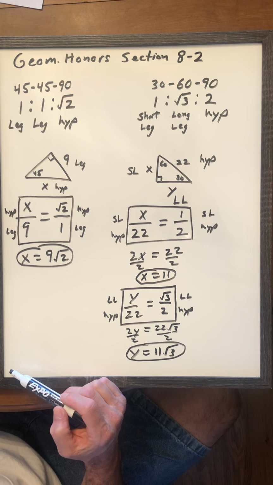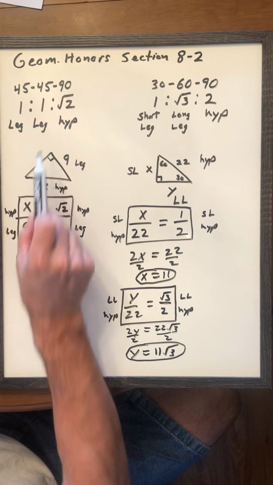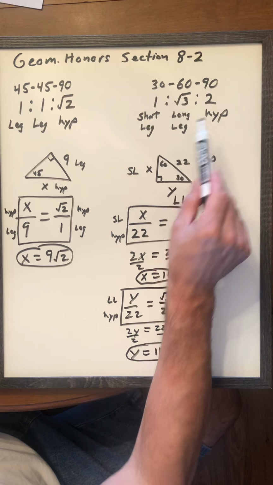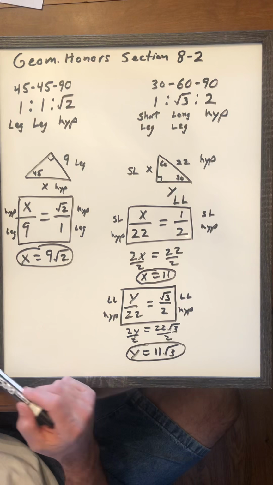All right, and so again, we're not using the method that they're using in the book. We're going to use the ratios for a 45-45-90 and the ratios for a 30-60-90, and we're going to set up proportions and then cross multiply and solve.